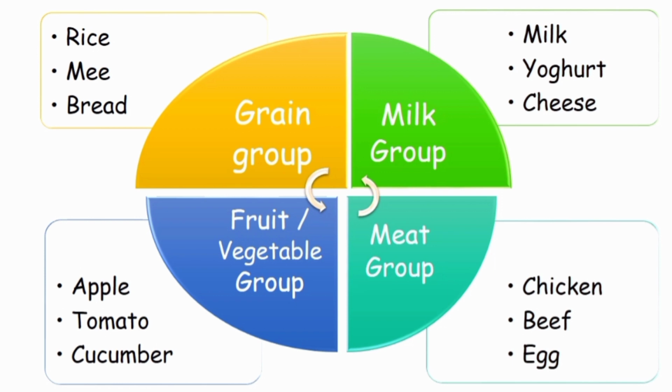Let's look at meat group, kumpulan daging. We have chicken, beef and egg.